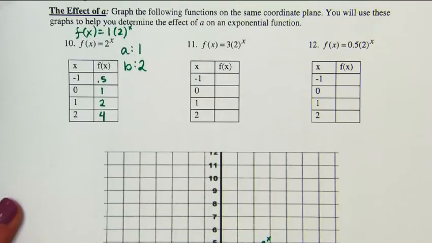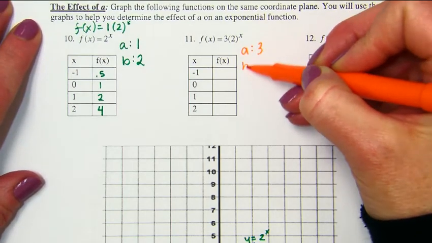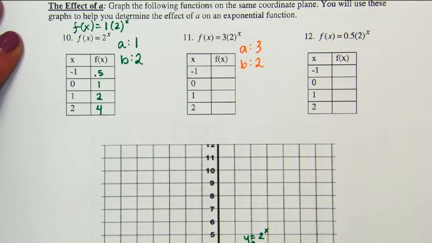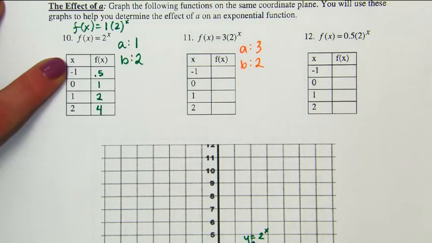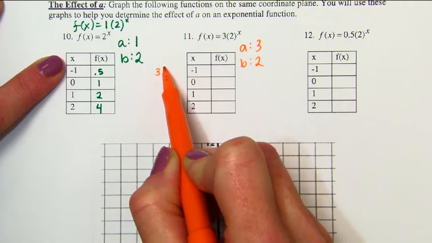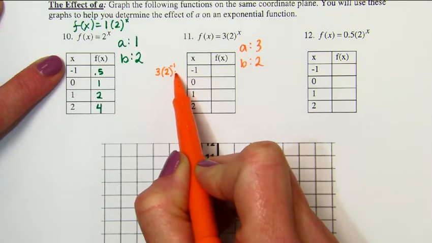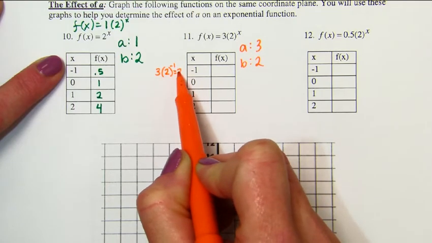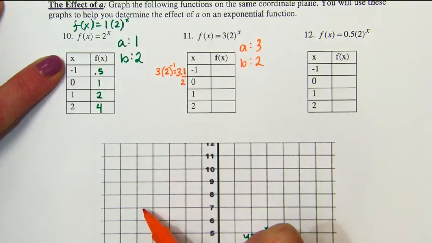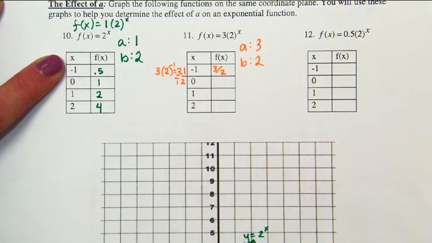All right, so let's go to 11. Now things start to change up a little bit. My a is 3 and my b is 2. So it looks like my b is staying the same, but my a is changing. Let's do a little bit of our calculations over here. For -1, I would have 3 times 2 to the negative first power. Nothing wrong with my 3, but 2 to the negative first power needs to become 1 over 2 to the first. So I end up getting 3 over 2, or 1.5.